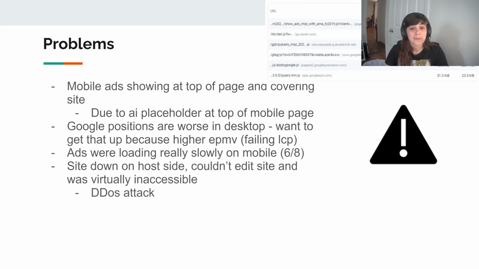I have noticed that my Google positions are worse on desktop, and I think that's in part due to my LCP failing. It's just over 2.5 seconds, and I'm not sure why. I think it might be due to the video ads I'm playing and the number of ads at the top, a sticky ad, and sometimes content such as an image or another ad that's slowing it down. I really want to improve my rankings on Google because I'm getting higher EPMVs on desktop. So I need to figure out a way to bump up the positions, because I can really start to improve my earnings if I do that.